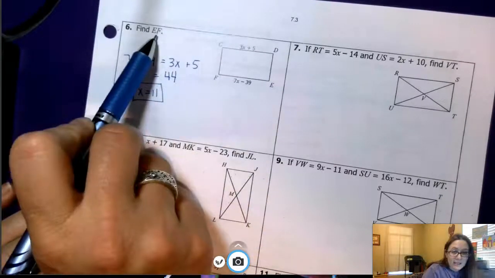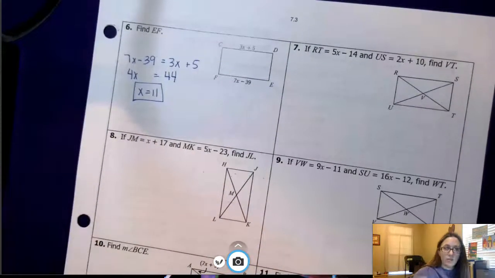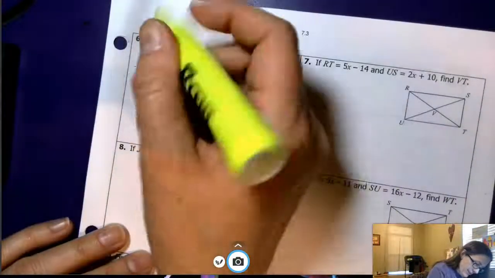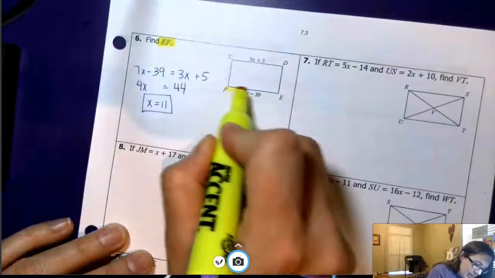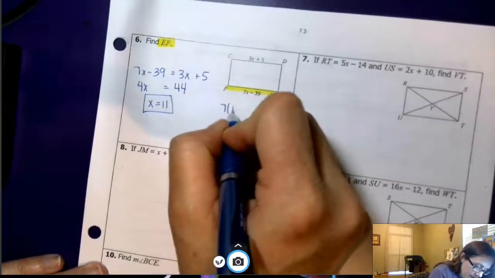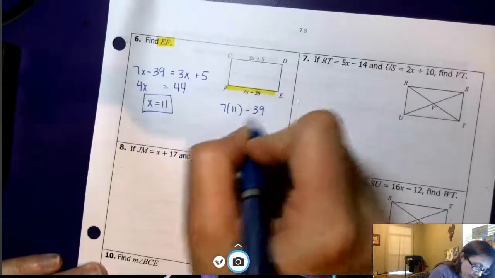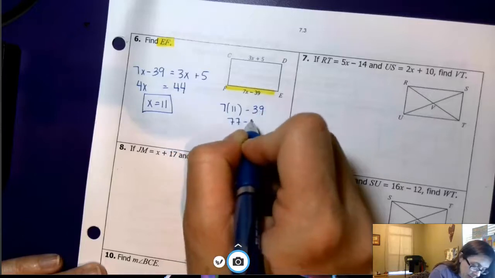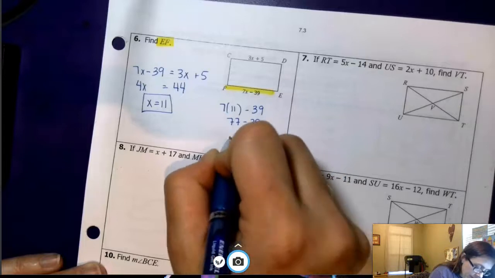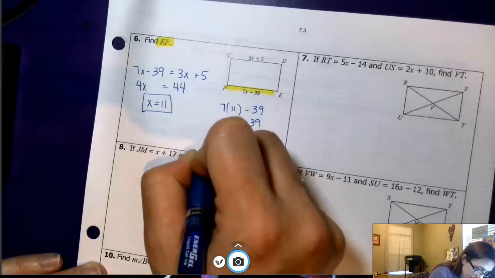Now that's not what it's asking me. Make sure you pay attention when it's asking for a different value. It wants me to solve for EF. I'm going to plug 11 in here. 7 times 11 minus 39. 77 minus 39. I end up with 38 for EF.